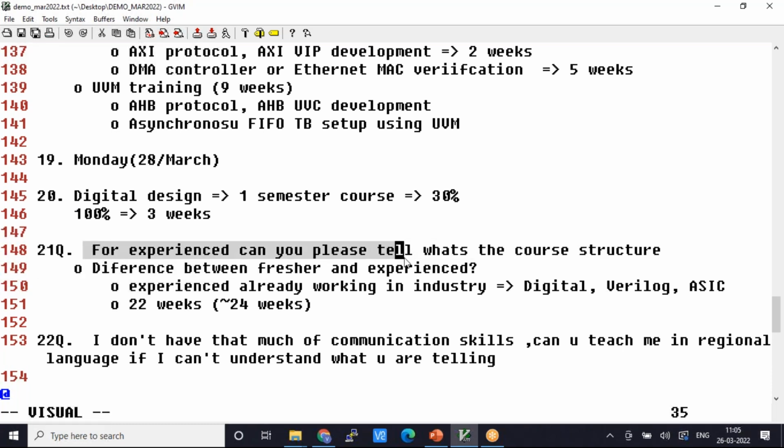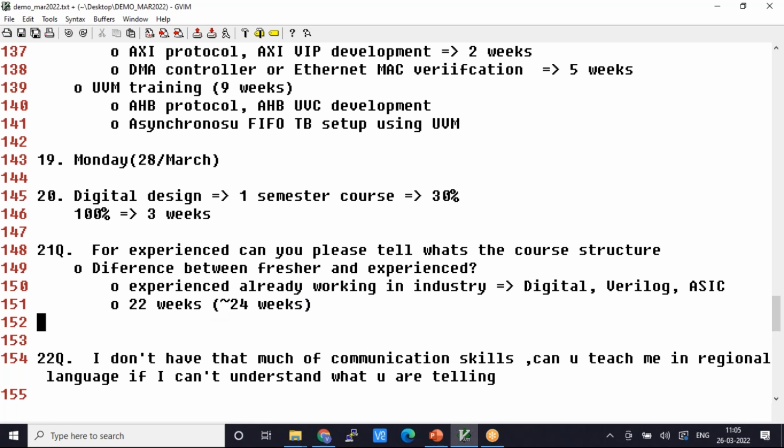For the experience, can you please tell what is the course structure? This is how it is. Now, there are two things here. You might be a working professional. Since you are a working professional, you can't attend during the weekdays. In that case, you can go for a blended mode of learning. It is only for working professionals.